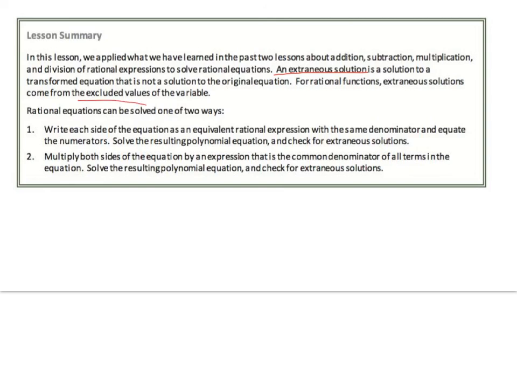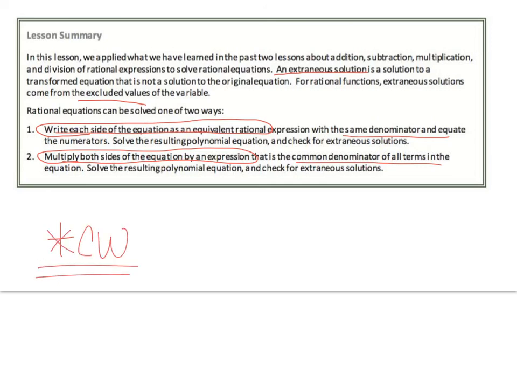Okay? Rational expressions can be solved one of two ways. Write each side of the equation as an equivalent rational expression with the same denominator, or multiply both sides of the equation by an expression that is the common denominator of all the terms. Okay? Pick one and run with it. I think I'm sort of using a mix of both, but if you have any questions, please star it in your classwork, and we can talk tomorrow.